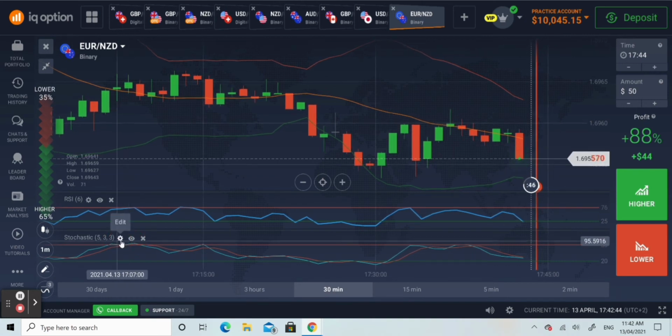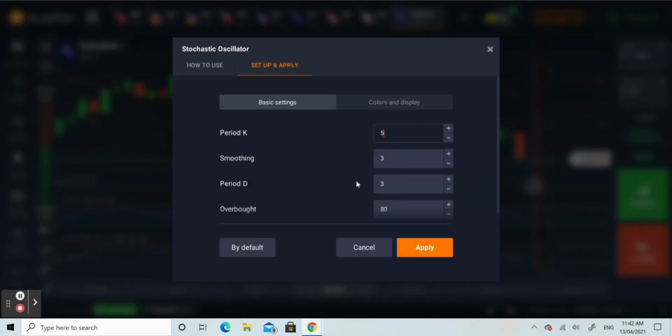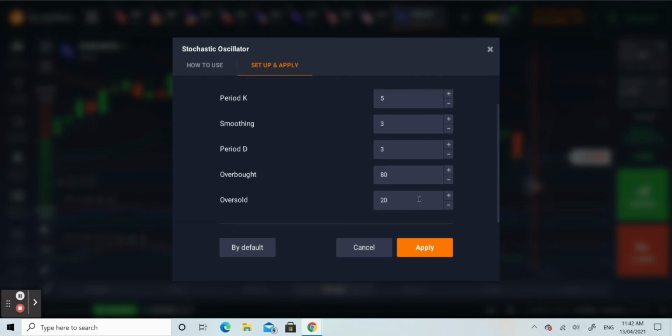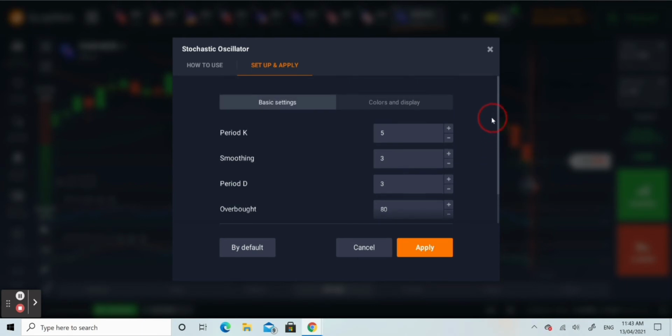You go to edit. All right, so your period K is 5, the smoothing is 3, period D is 3. The overbought is 80, that's the default. All right, and oversold is 20. So this is even higher than the overbought in the RSI, and even lower than the oversold in the RSI. So this basically would give you additional confirmation in the direction.